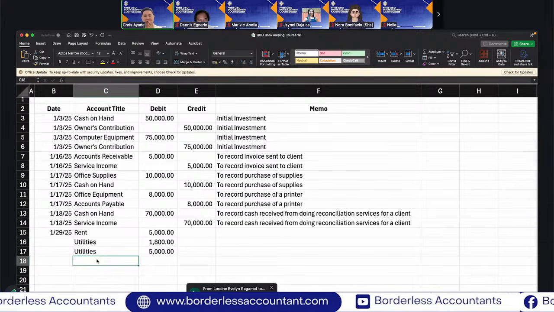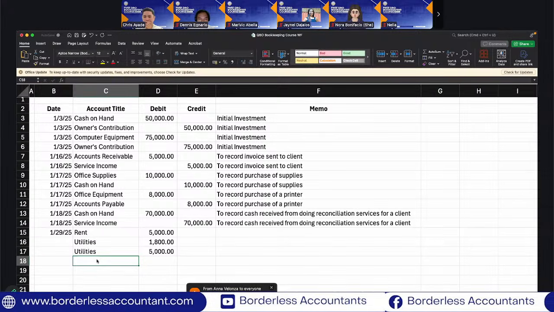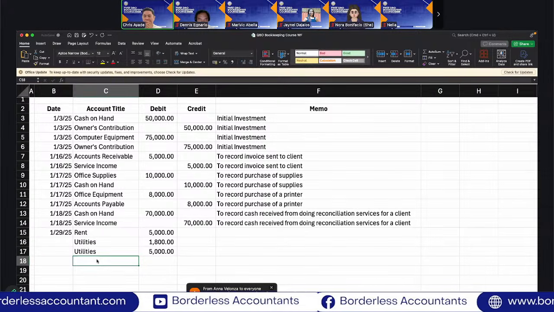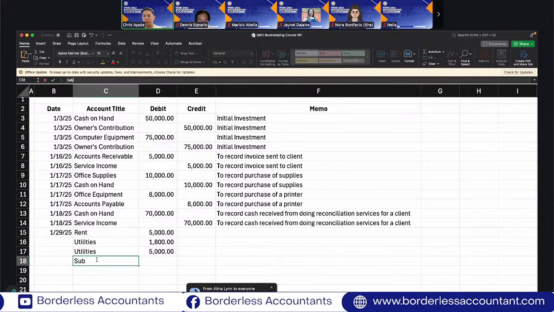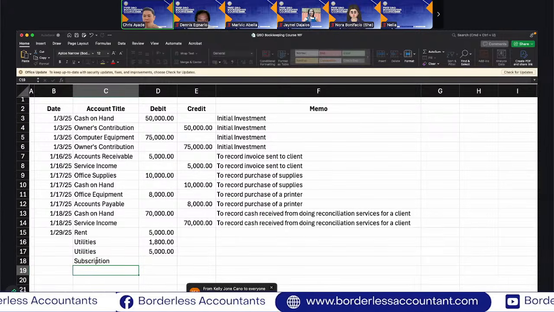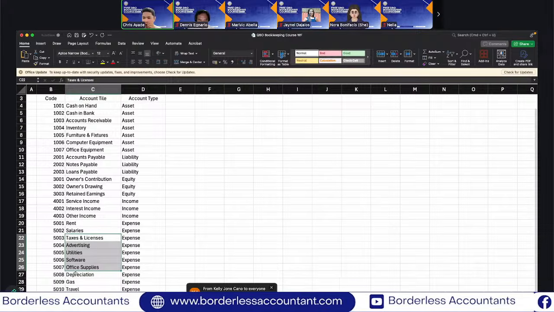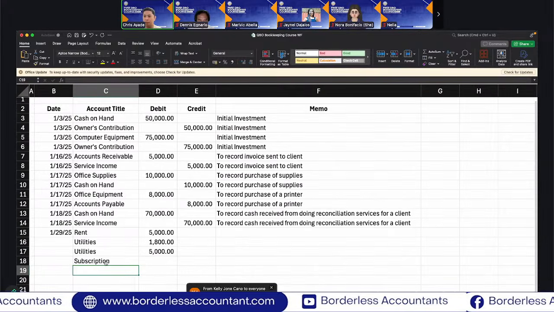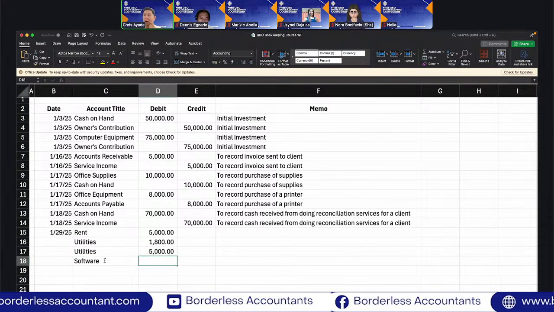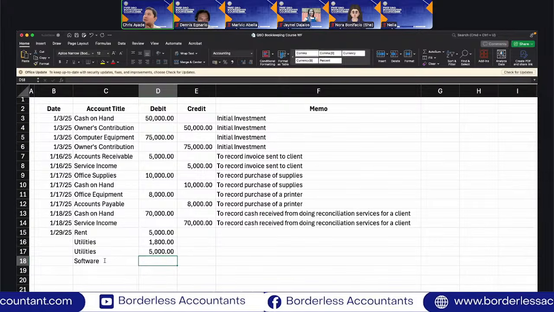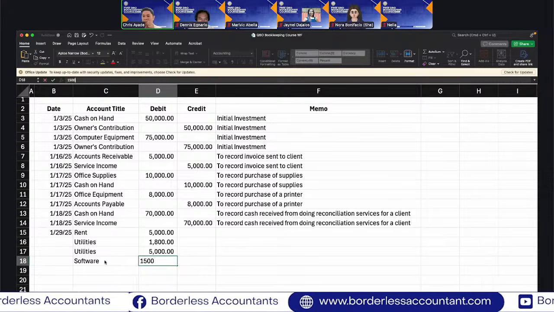Pwede ring may staff siya or sarili niya lang yung binabayaran niya. Software subscription. Pwede din subscription ng kanyang QBO. So, subscription. Pwede ko bang ilagay yan ganyan? Software. Meron bang software sa chart of accounts? Oh, meron. Very good. So, instead of subscription, again, we follow the chart of accounts. Software, magkano? How much is a QuickBooks subscription? 1,500? Let's do 1,500 in the interest of time kasi 7 minutes na.